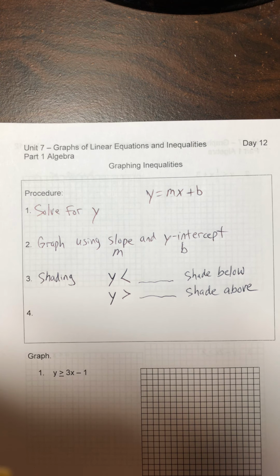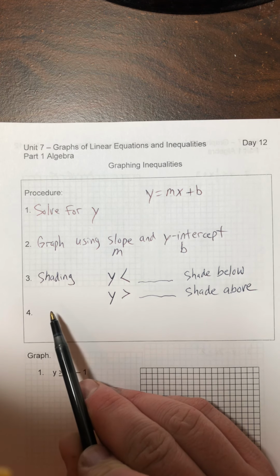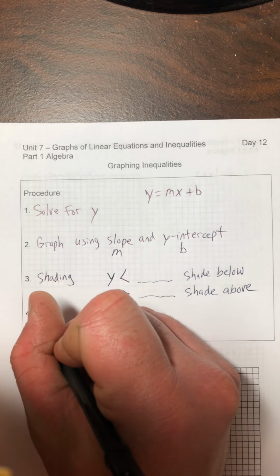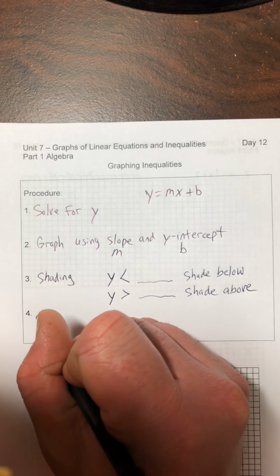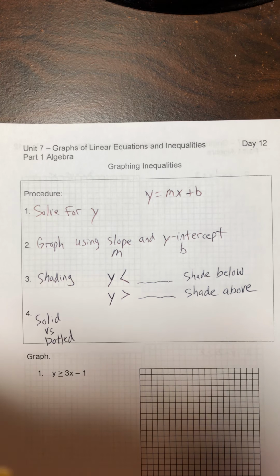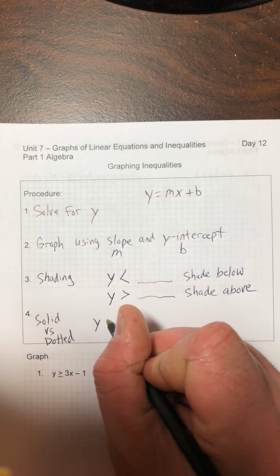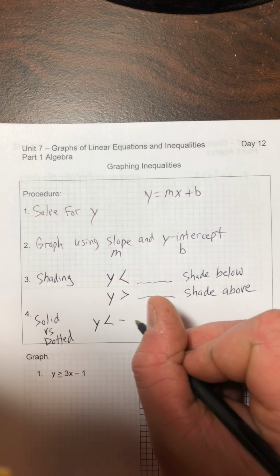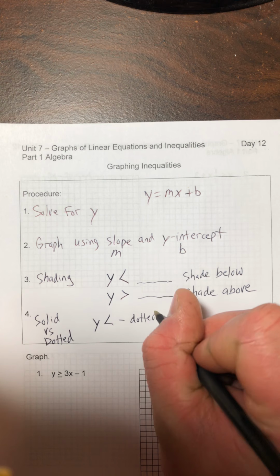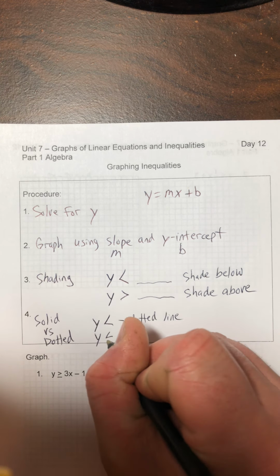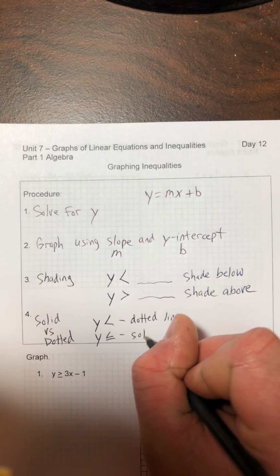We'll do some examples in a minute. The other thing, once you get done shading, maybe even before the shading, you should probably think about, is it a solid line or a dotted line? So solid versus dotted. Or dashed line, whatever you want to call it. If you have y is less than, this is going to be a dotted line. If you have y is less than or equal to, this will be a solid line.